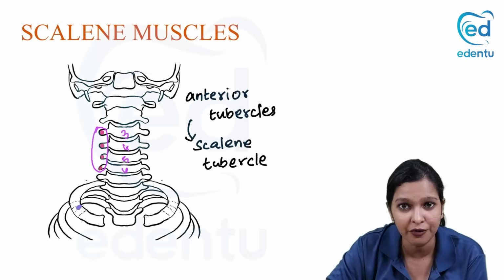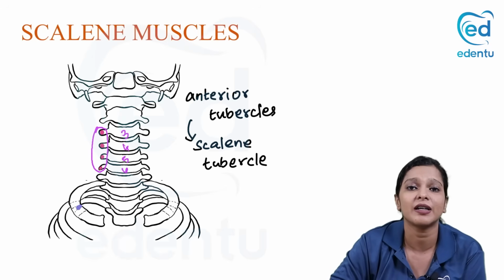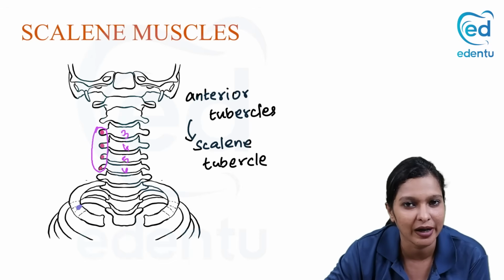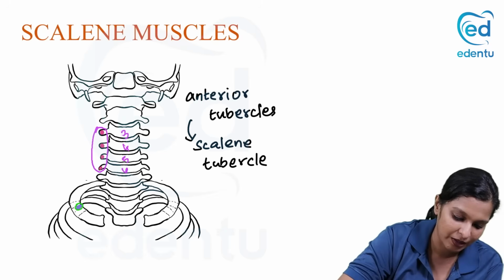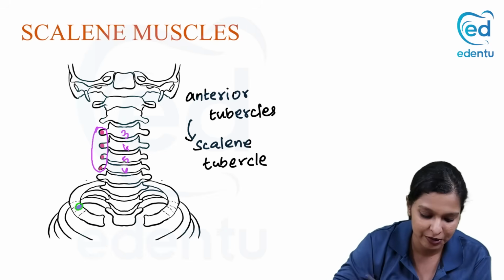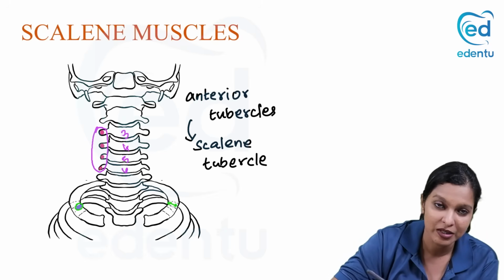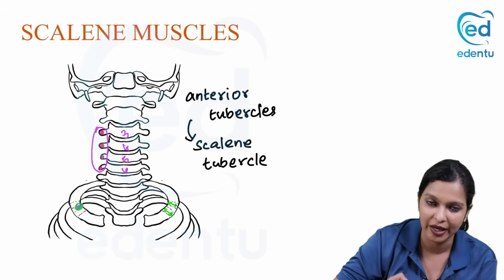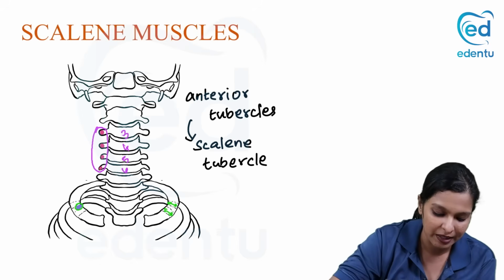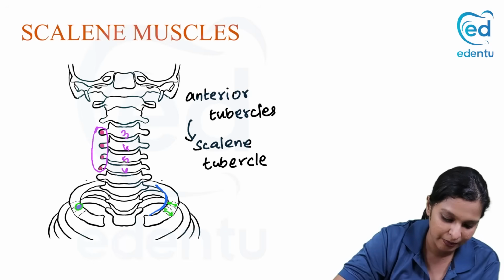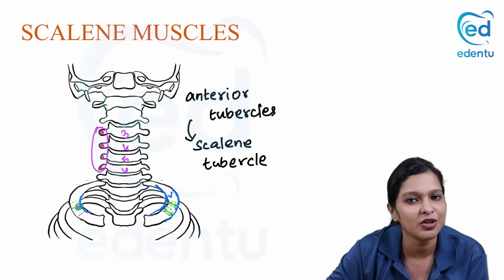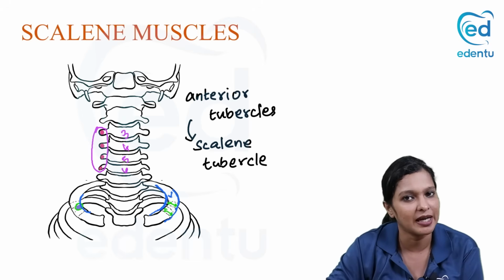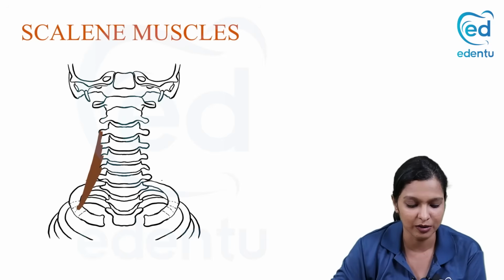Anterior tubercles of the transverse process of cervical vertebrae C3, 4, 5 and 6. And the insertion is into the scalene tubercle. Now remember, the first rib has two grooves present in it. The back one is for the artery and the anterior one is for the vein. Between the two grooves, closely related to the inner border, this is the inner border, this is the outer border and this is the upper surface. Closely related to the inner border, we have the insertion of this first muscle, scalenus anterior. So this is how the muscle looks.